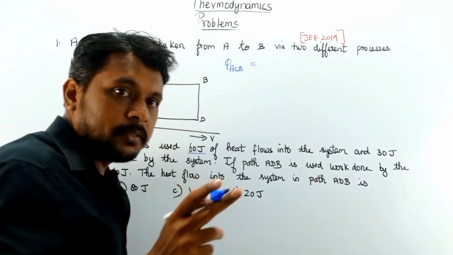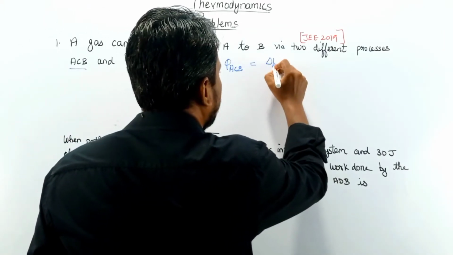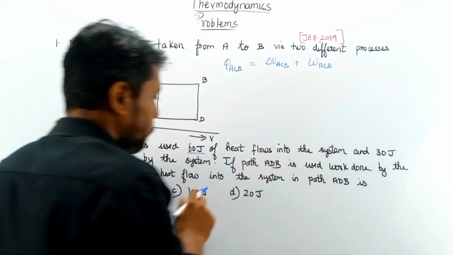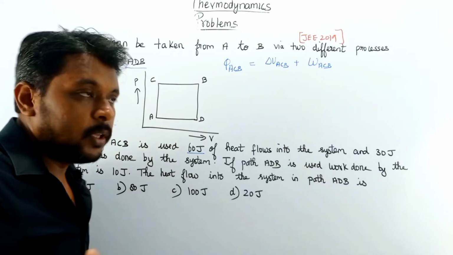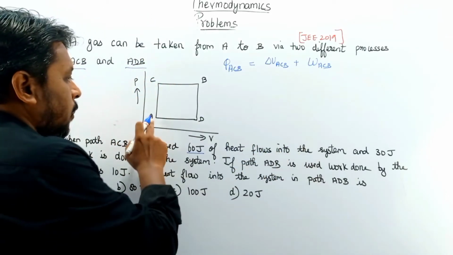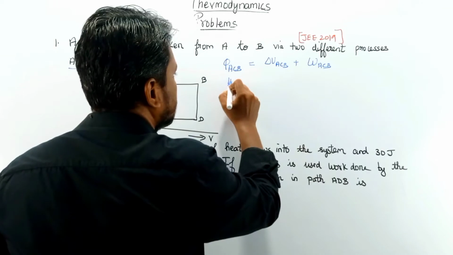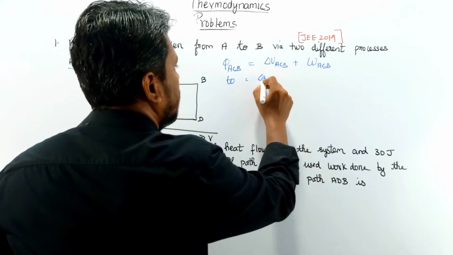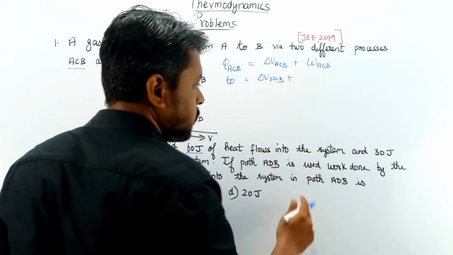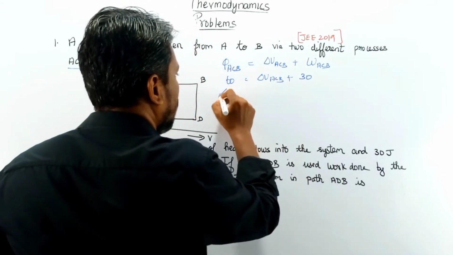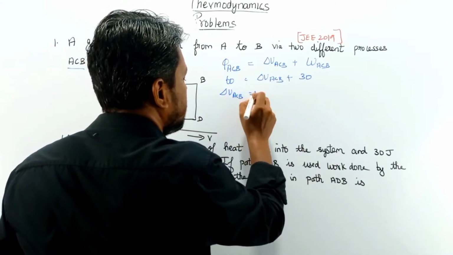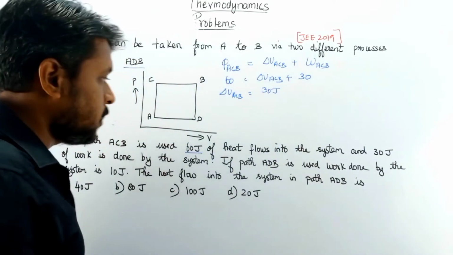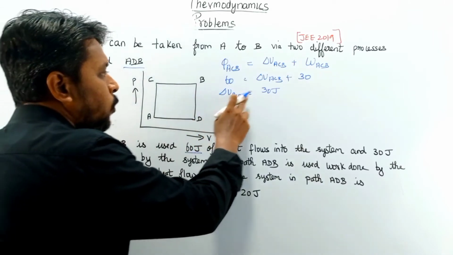According to the first law of thermodynamics, Q ACB is equal to delta U ACB plus work done ACB. Q is given, W is given, so you can easily find the change in internal energy along this path ACB. Q is 60, and delta U ACB plus W, which is 30. So delta U in the ACB path will be 60 minus 30, which is 30 joules. So the change in internal energy along the path ACB we have found as 30 joules.